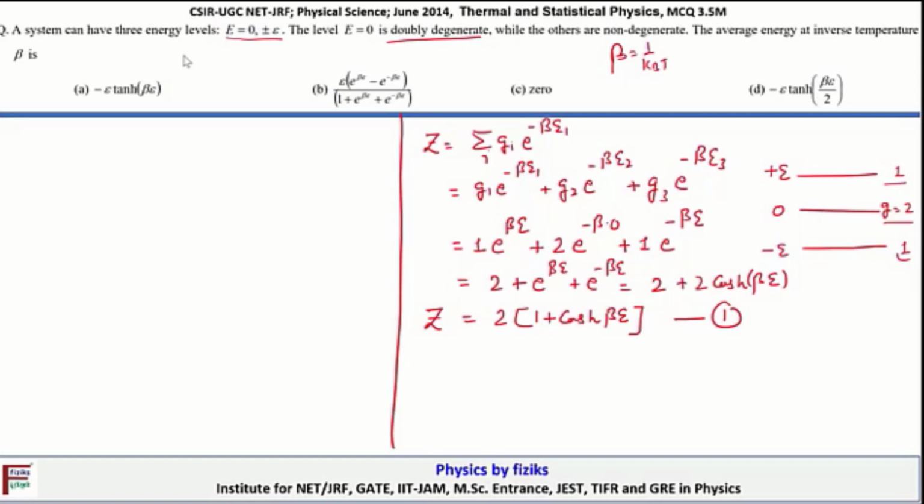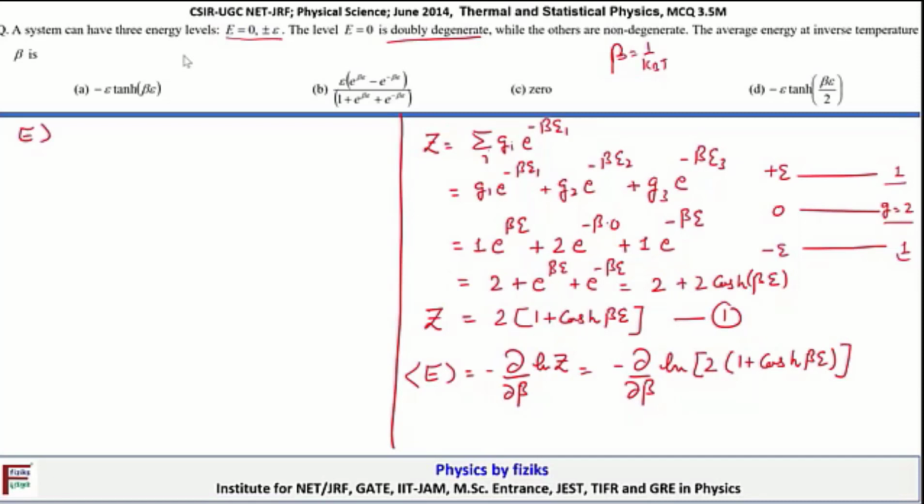Now from here we can immediately determine the average energy of the system by making use of the relationship average E equals minus the partial derivative with respect to beta of ln Z. That is equal to minus the partial derivative with respect to beta of the logarithm of 2 times 1 plus cosh beta E. So that is the average energy. Upon differentiation with respect to beta, this will give us the average energy equal to minus 1 upon 2 times 1 plus cosh beta E, multiplied by its differential with respect to beta.